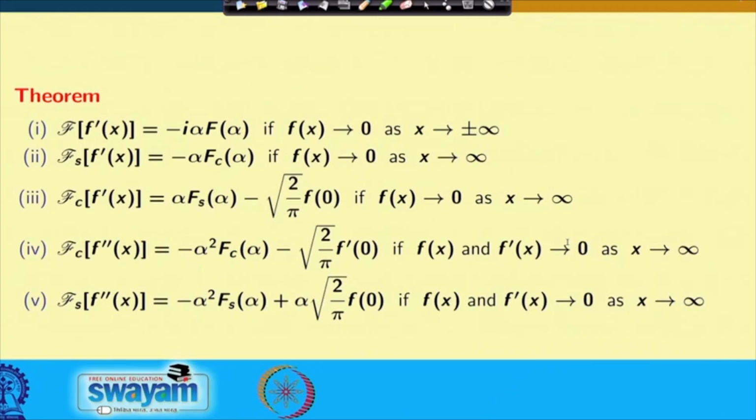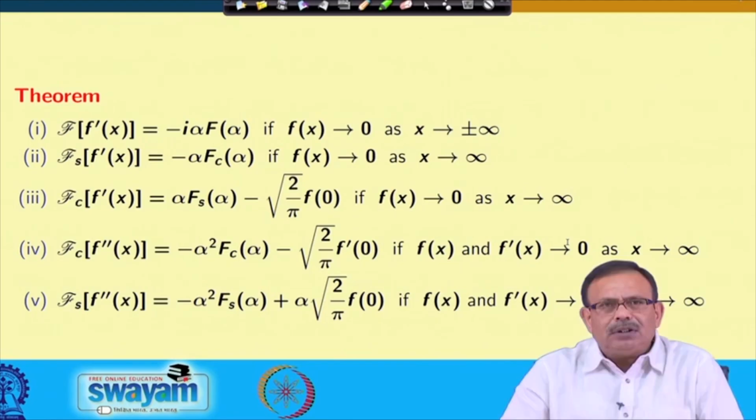Now, let us see the next theorems. Number 1, the Fourier transform of f dash x, that is the derivative of a function. If I know the Fourier transform of a function, then the Fourier transform of the derivative of the function can be expressed in terms of the Fourier transform of that function. Again, these are similar properties we studied when we were doing the Laplace transform. So, the first one is the Fourier transform of f dash x equals minus i alpha into the Fourier transform of f, if f x approaches 0 as x approaches plus minus infinity.